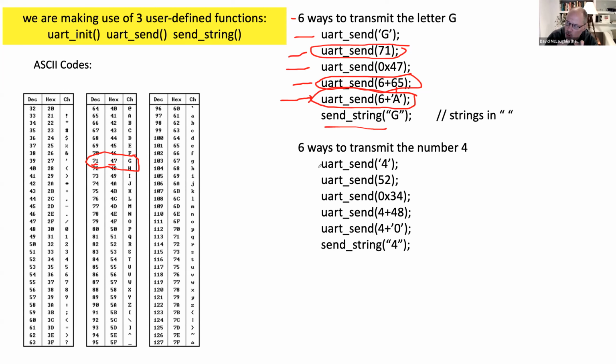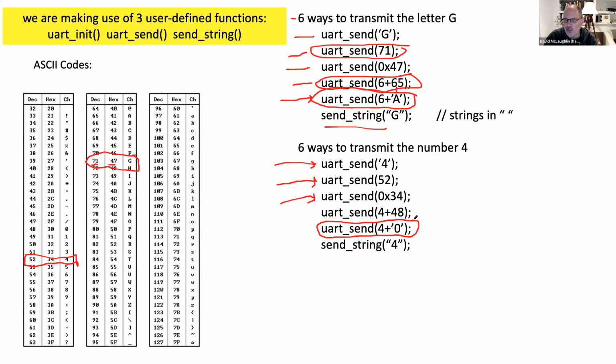Getting more focused to where we're going here, where we want to build this ring counter and we're going to be sending over numbers. How do I send the number 4? 6 ways of doing it. I could just send the number 4. Okay, but let's go back and see where 4 is on the table. So 4 corresponds to decimal 52 or hex 34. So I could send 52, or I could send hex 34. But what's really more useful here is this one: I could send 4 plus the character 0.